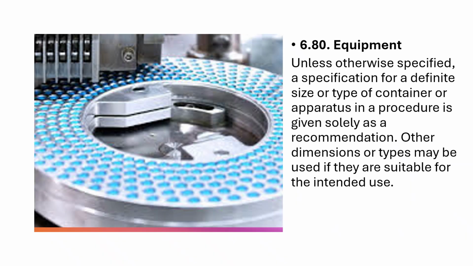Now the next section is 6.80, that is equipment. Unless otherwise specified, any specification for a particular size or type of container or apparatus is given only as a recommendation. Alternative dimensions or types may be used provided they are suitable for the intended purpose, right?